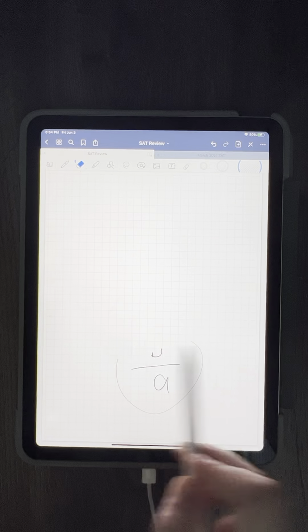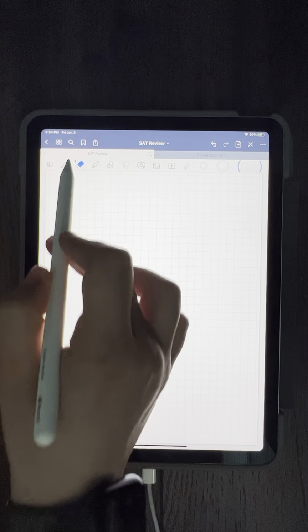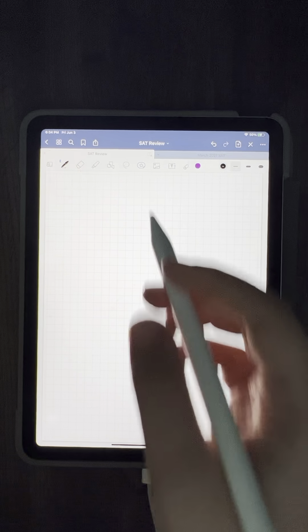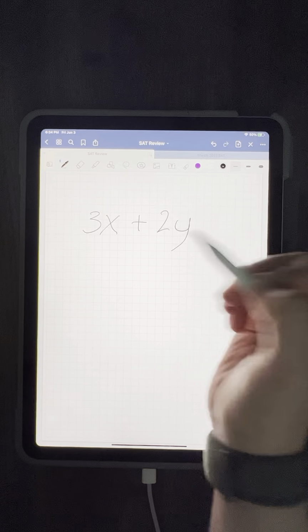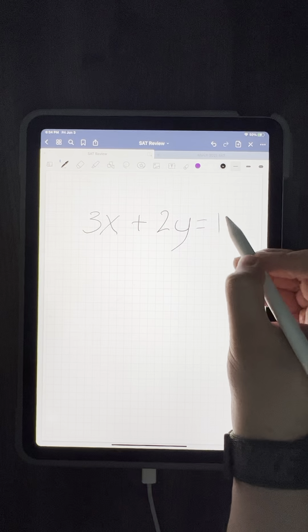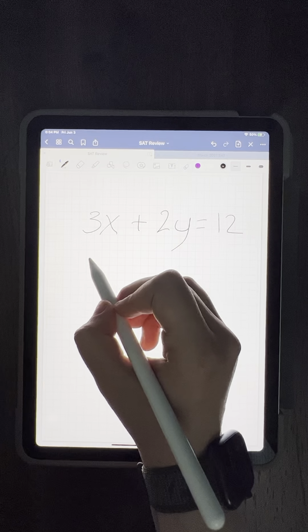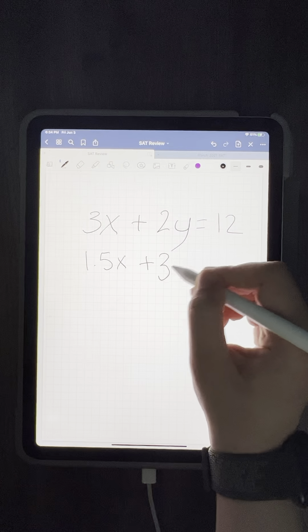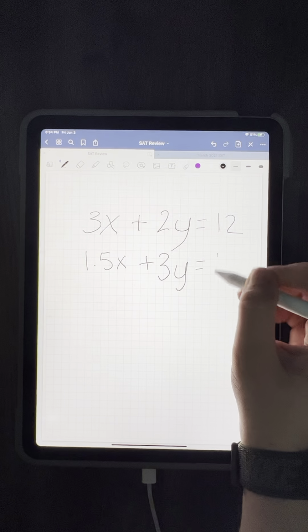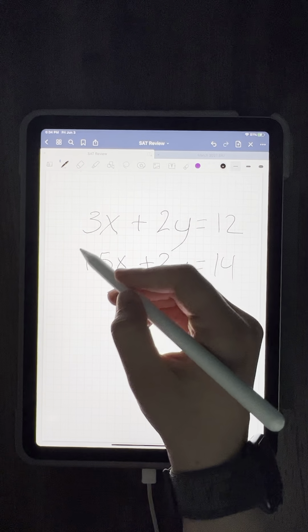Now we can go over, I guess you could do system of equations too, because system of equations comes up a lot on the SAT. So for example, if they give you 3x plus 2y equals 12, and let's say 1.5x plus 3y equals 14, right?